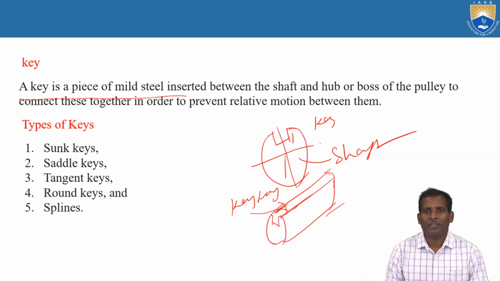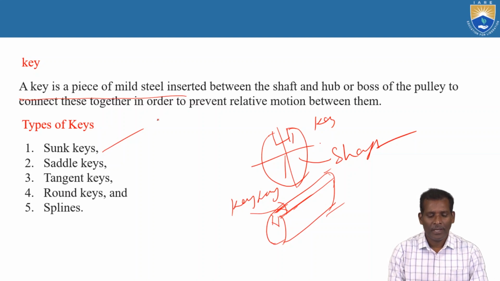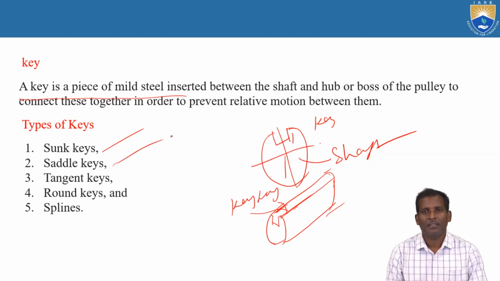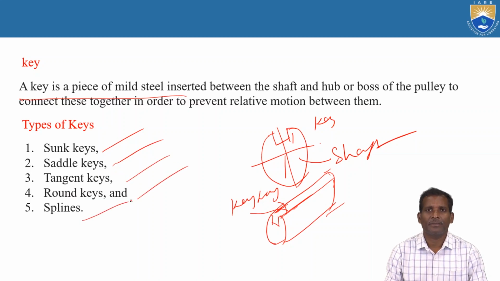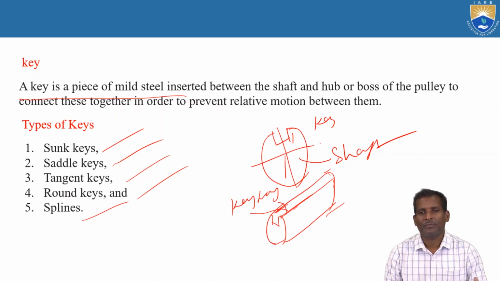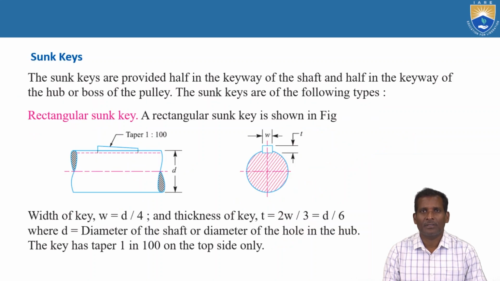So again, the keys are classified into different types. One is sunk keys, and saddle keys, and tangent keys, round keys and splines. Again, these sunk keys are classified into various types: rectangular keys, square keys, like that. Then saddle keys, tangent keys, spline and round keys. These are the types of keys.